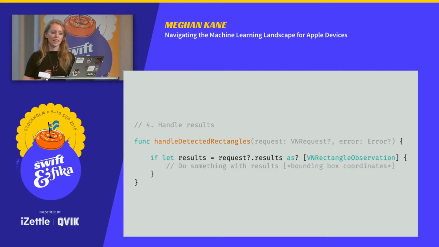Finally, we'd like to handle the results. The results will come back on the request as an optional results object, and this will be of type VNRectangleObservation. You want to take that and then do something with these results. It's going to send you back the bounding box coordinates. In our case, once we have the bounding box coordinates, we're going to want to crop out the rectangle, and then we're going to want to use that cropped image to perform image classification.